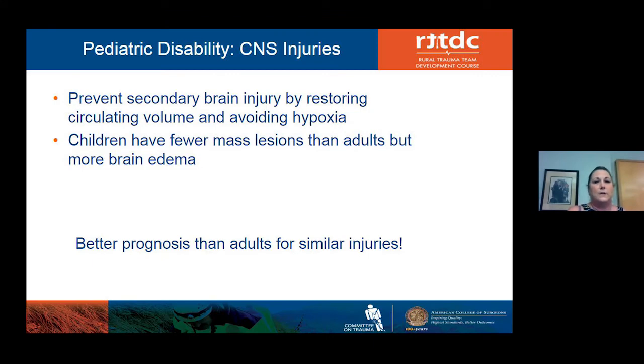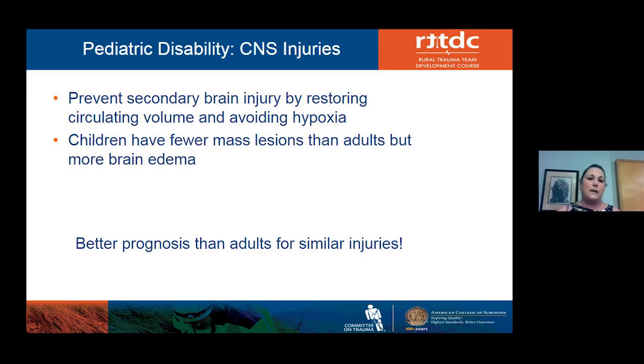When we're looking at disability and central nervous injuries, we're looking to prevent secondary brain injury by restoring the circulating volume and avoiding hypoxemia. Those are the two biggest indicators with any traumatic brain injury, whether you're a child or adult, that could help to eliminate, I should say, the secondary injury.